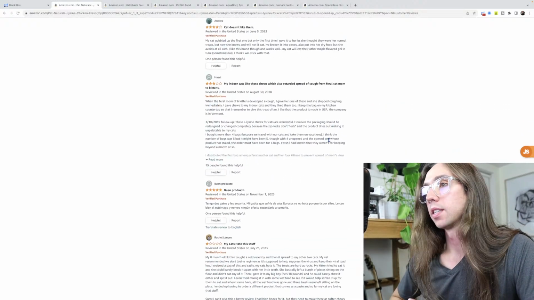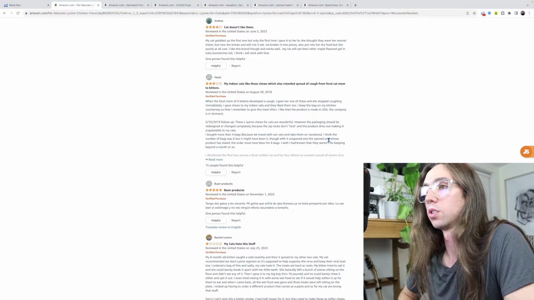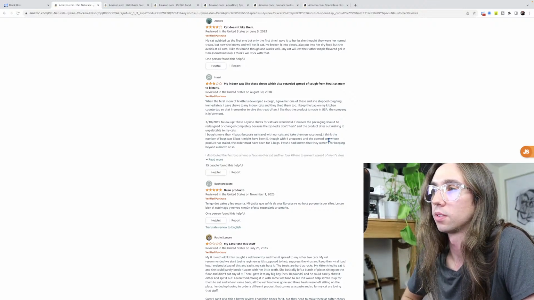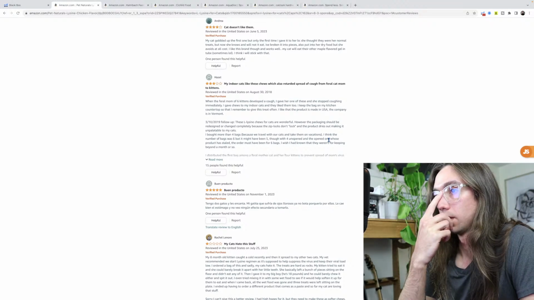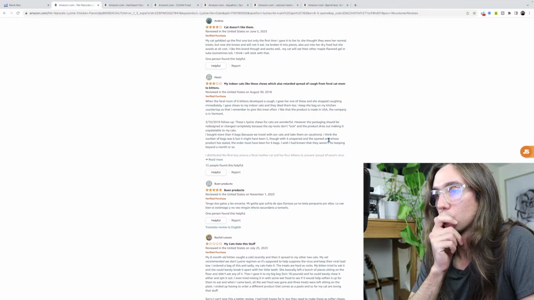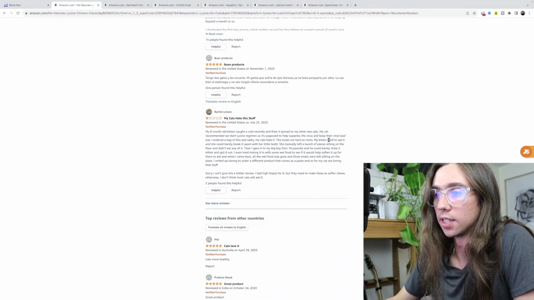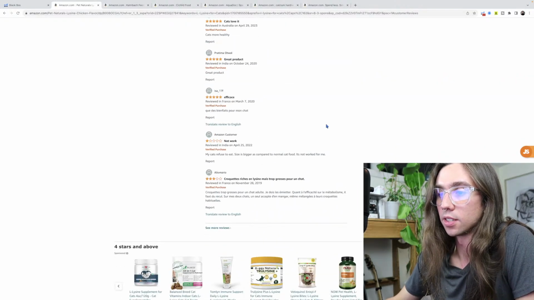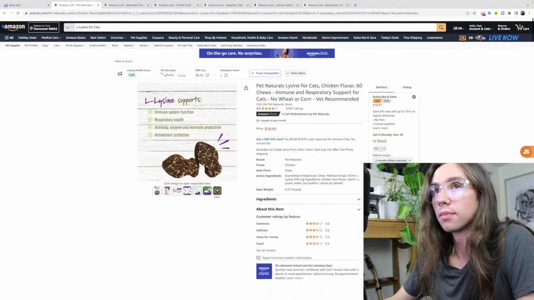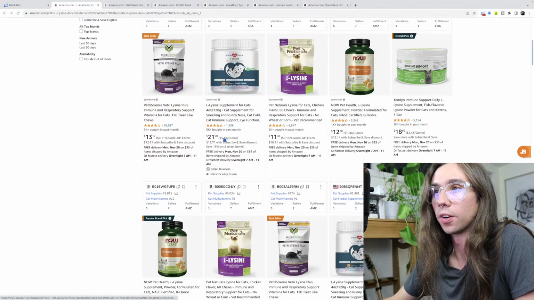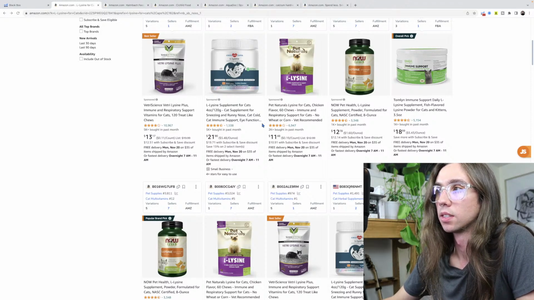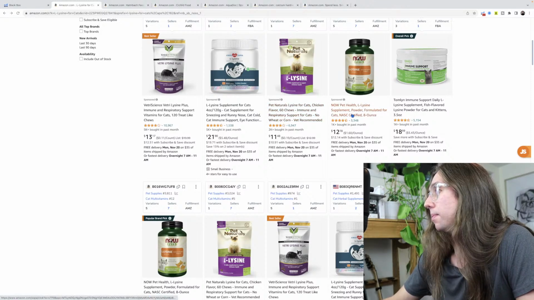My indoor cats like these chews, which also retarded the spread of cough from feral cat mom to kittens. I don't think she knows what that means. So, cat hates it. I mean, yeah, this is a tough one. There'd be a lot of R&D there, testing with pets and seeing how they react.